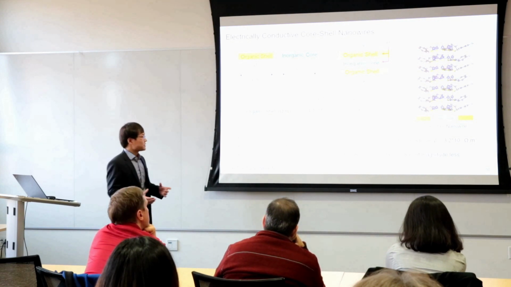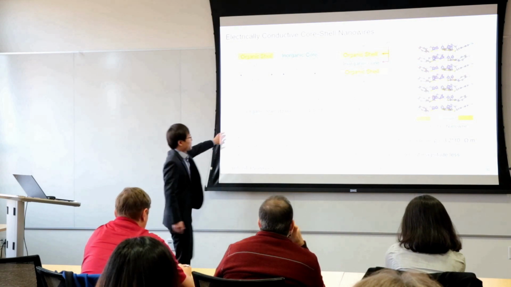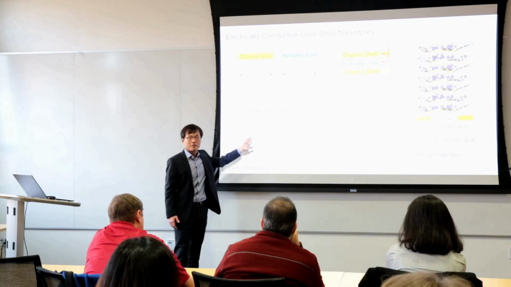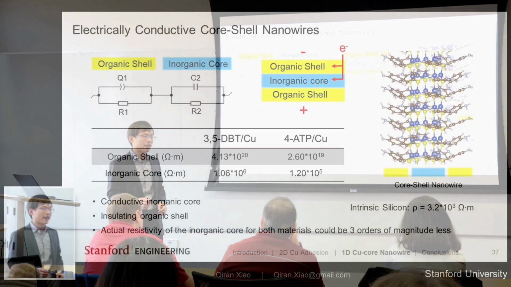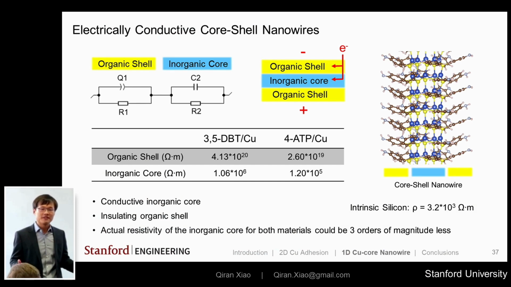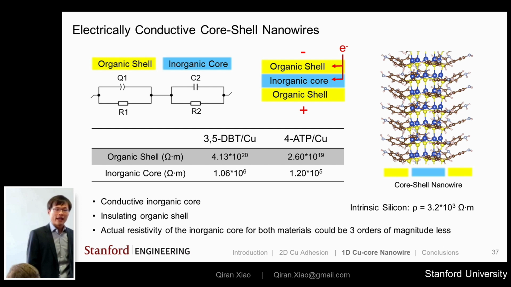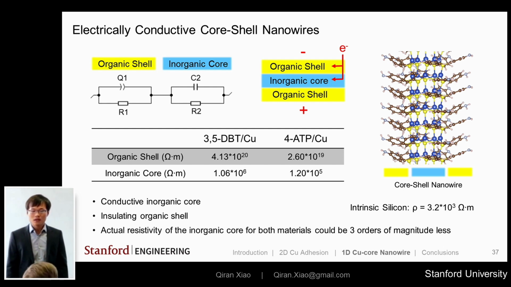And the intrinsic resistivity of both the organic shell and inorganic core are tabulated here. The resistivity of the organic shell for 3,5 DBT copper is on the order of 10 to the 20 ohm meter, and on the order of 10 to the 19 for 4ATP copper. And the resistivity for the inorganic core for 3,5 DBT copper is on the order of 10 to the 6, and is on the order of 10 to the 5th for 4ATP copper.